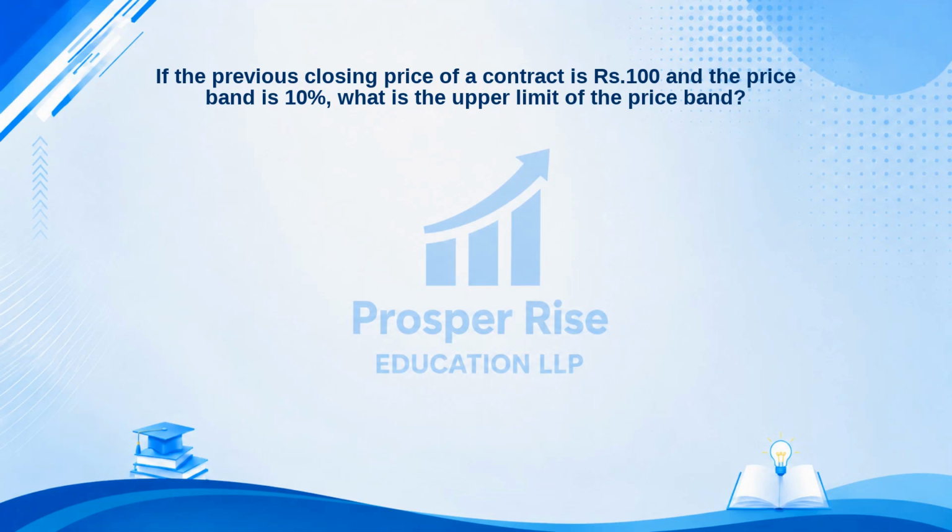If the previous closing price of a contract is rupees 100 and the price band is 10%, what is the upper limit of the price band? Here are your options. A. Rupees 105. B. Rupees 90. C. Rupees 110. Or D. Rupees 115. Take a moment to pause the video and decide.